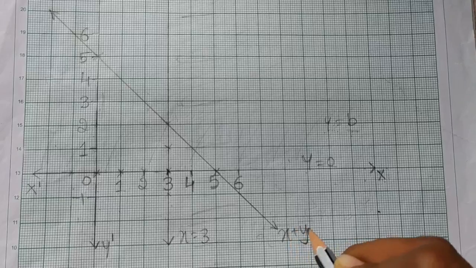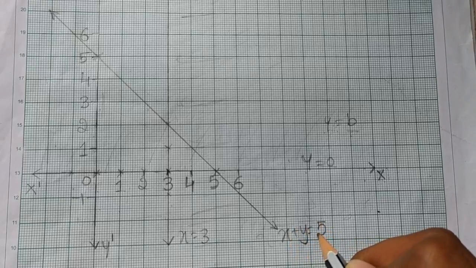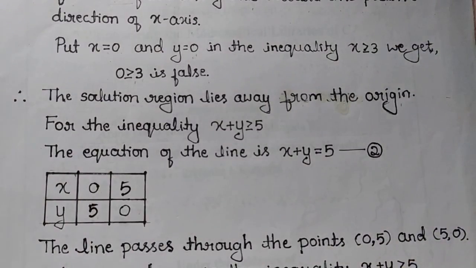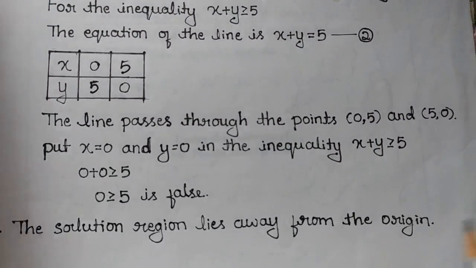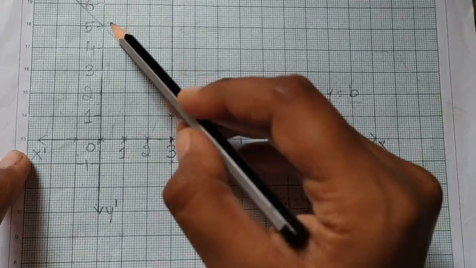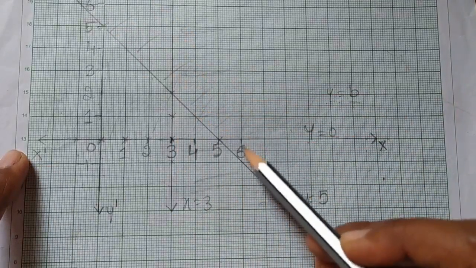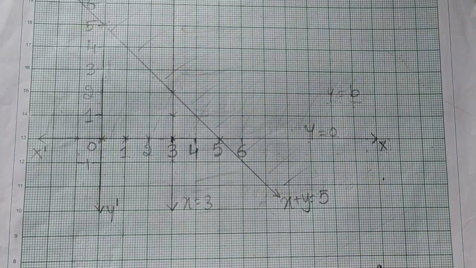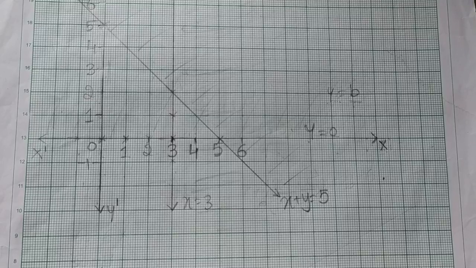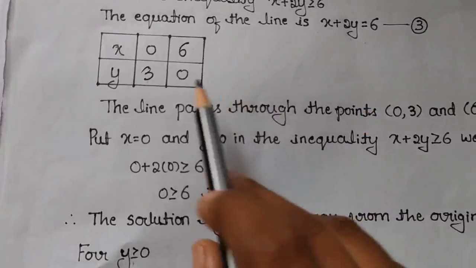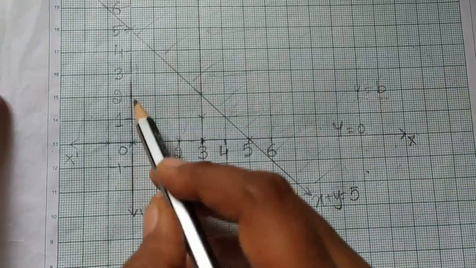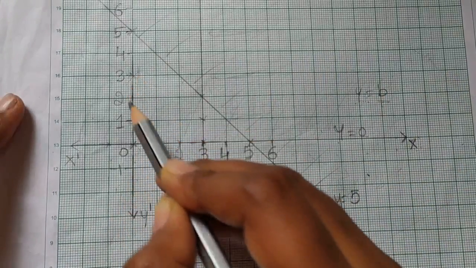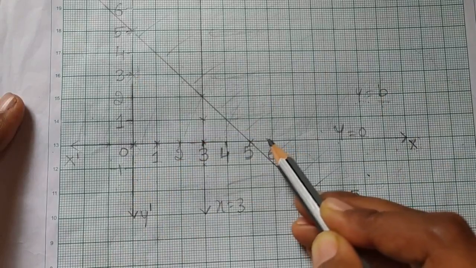X plus y is equal to 5. The solution region for this inequality lies away from the origin. So this is the region lying away from the origin. Now the third inequality, the points on the line are 0, 3 and 6, 0.